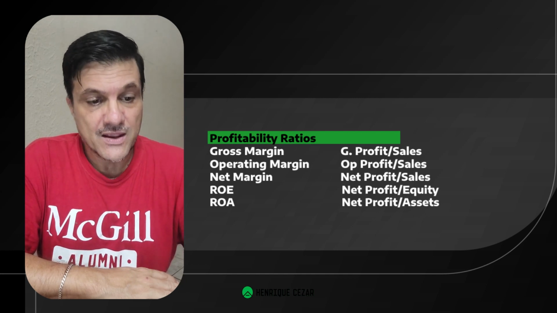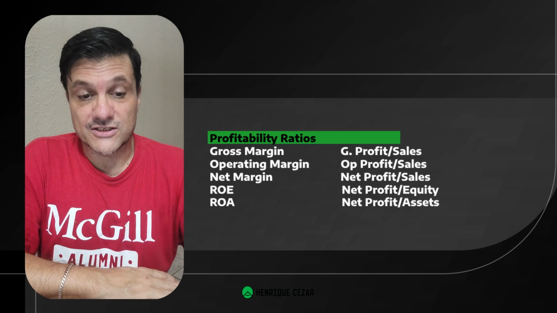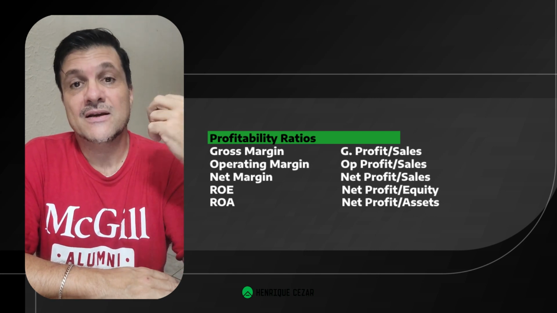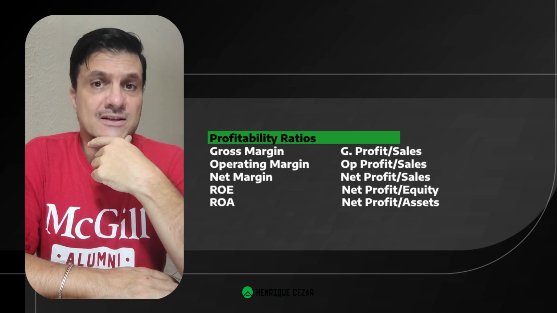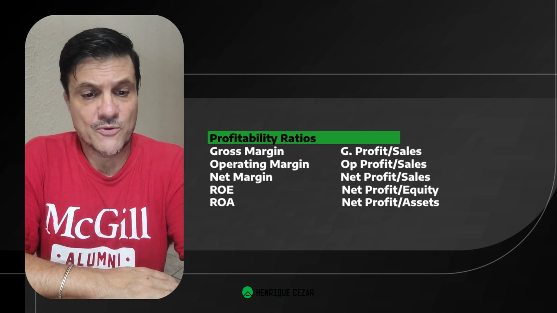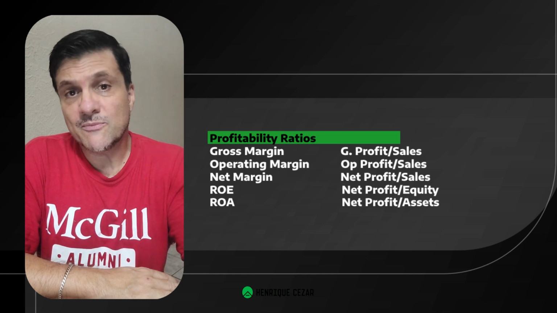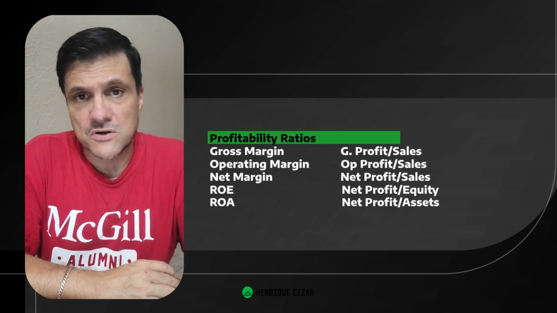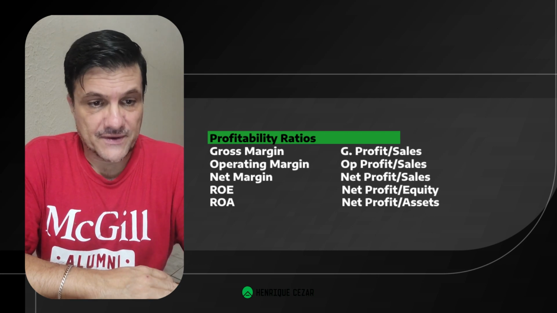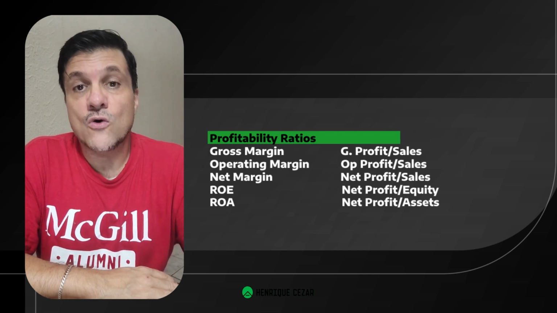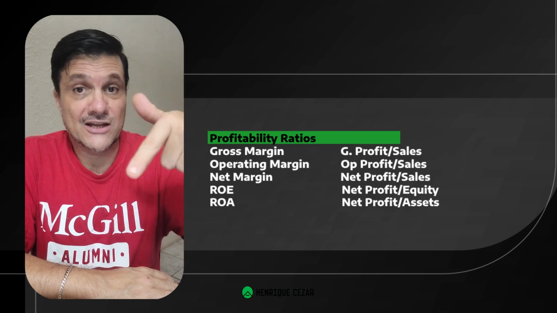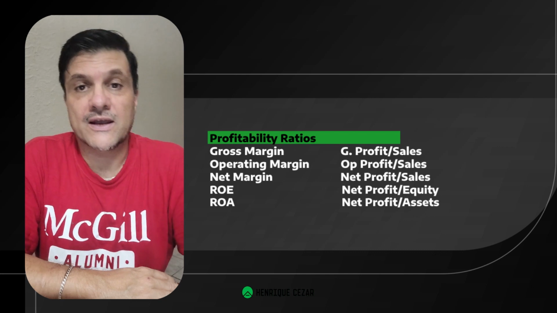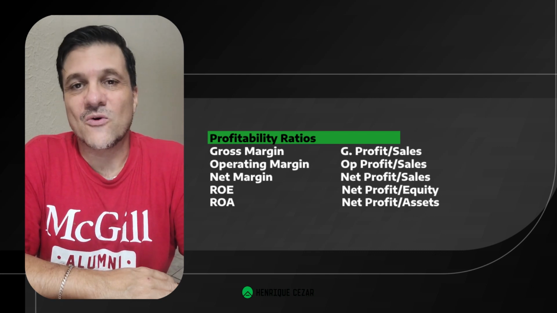Boom, that's it. There's no average, because gross profit and sales come from the same statement, the income statement. Operating profit and sales, net profit, all the profit comes from the same document as sales. So no need for average here. On the solvency ratios, all of the accounts, the numerator and denominator, come from the balance sheet. No average there.